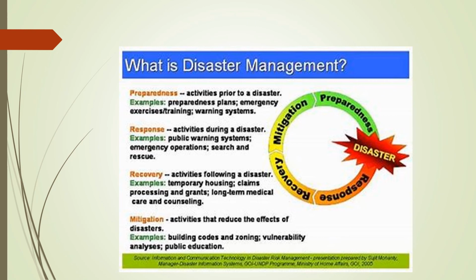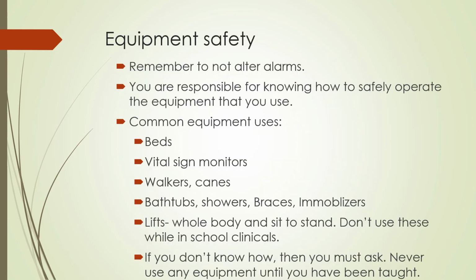This is activities following the disaster. Temporary housing will need to be set up, claims processing and grants, long-term medical care and counseling set up. In mitigation, activities that reduce the effects of the disaster. This could be building codes and zoning. They're going to look at what can we do to improve so that this doesn't happen again. Vulnerability analysis: is there a certain population that needs more help? And then public education. Remember to not alter the alarms.